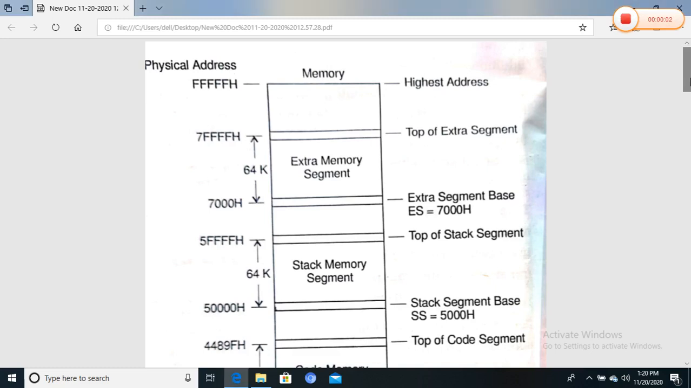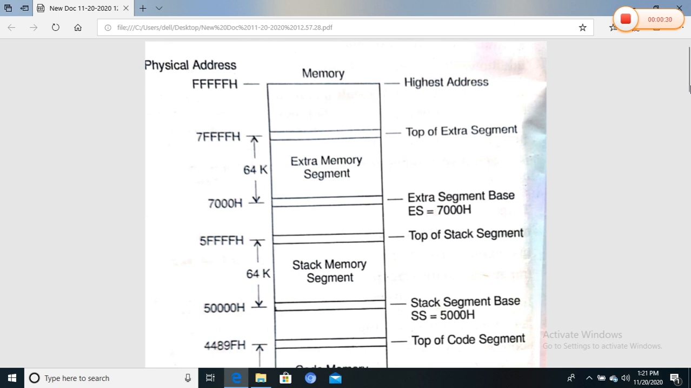Hello students, this is the next point of that chapter, memory segmentation. In 8086, the memory is organized as a segmented memory. 8086 has 20 address lines, therefore the maximum memory which can be interfaced is 2 raised to 20, equal to 1 megabyte.